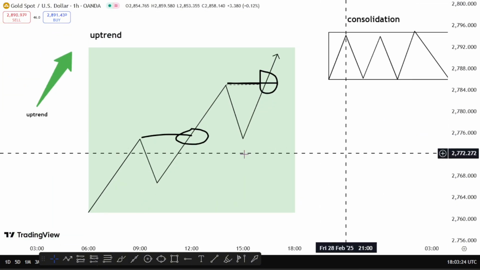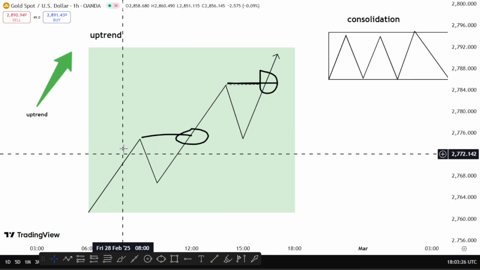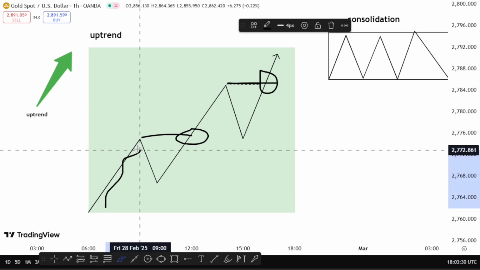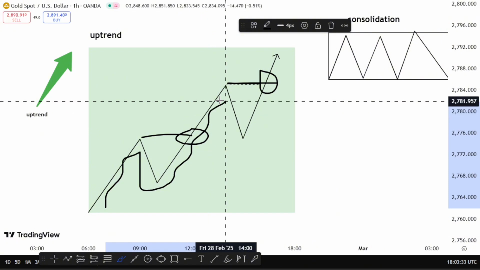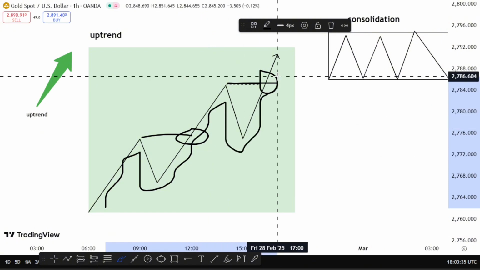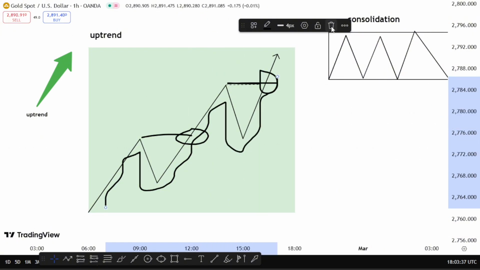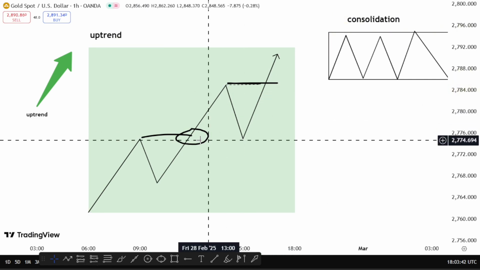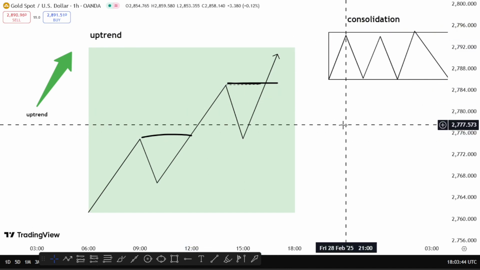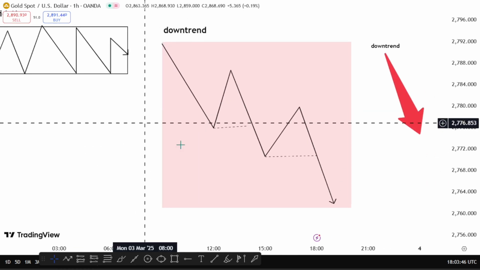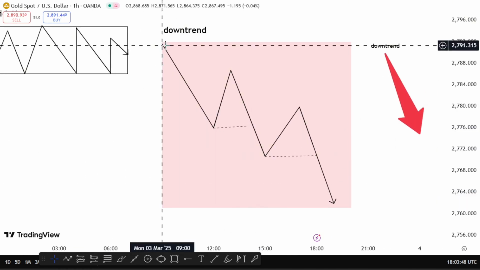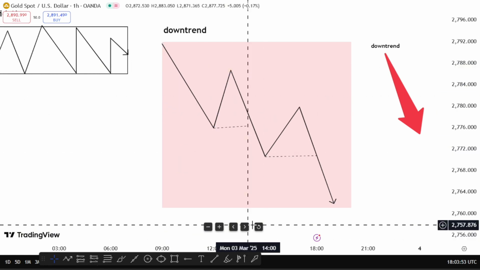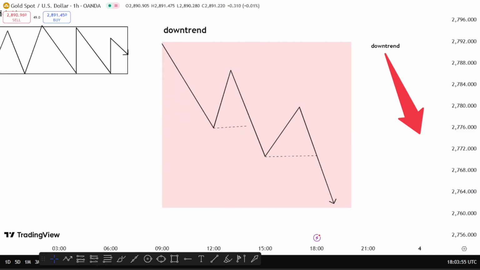For an uptrending market to happen, the market must continuously make a high, low, and then high, and then low, and then high, like that. This must continuously happen for the market to continuously be in an uptrend phase. Likewise, a downtrend is the inverse of the uptrending market. The market must continuously break structure to the downside.